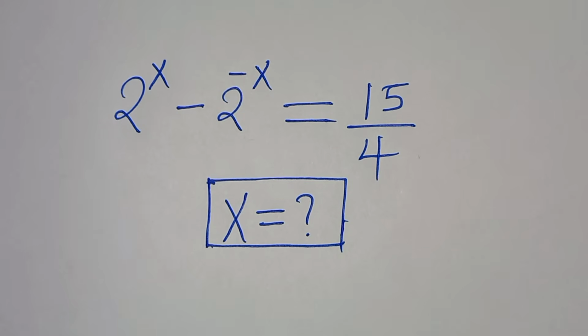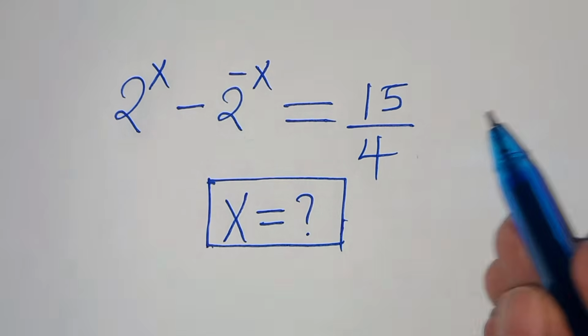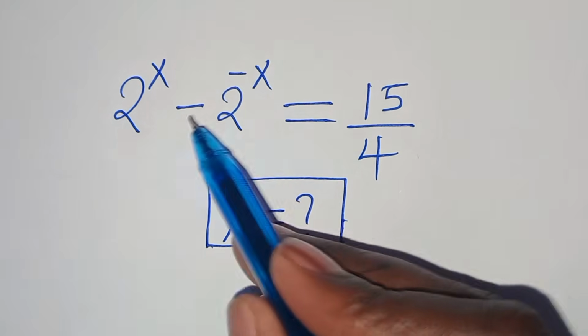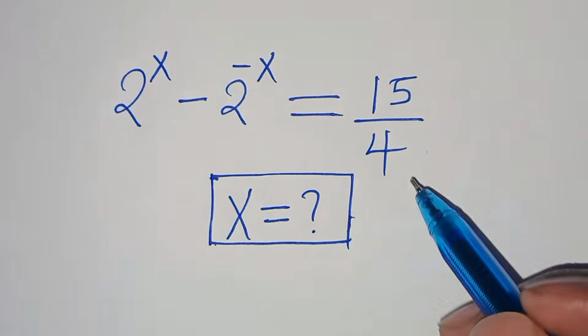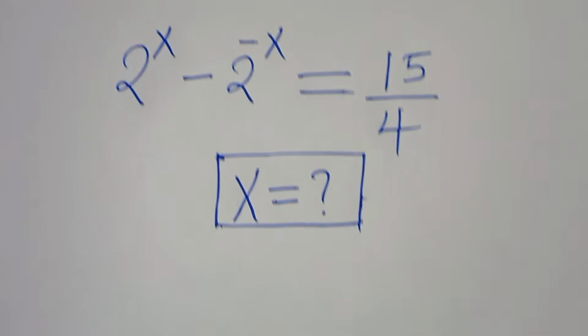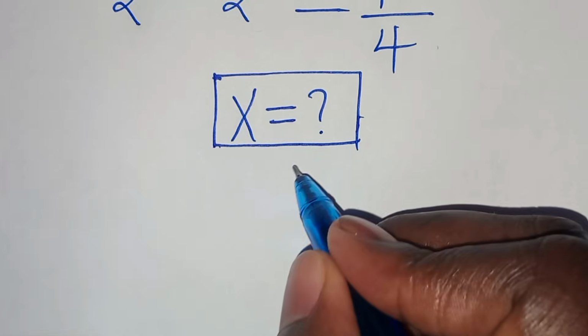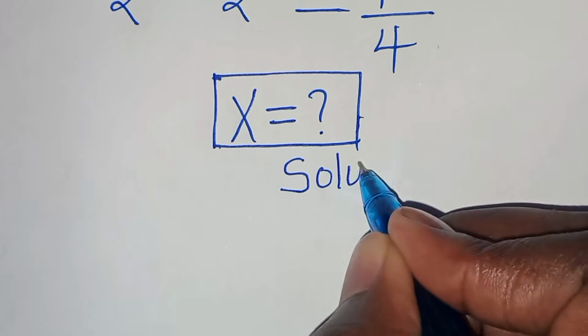You're welcome to solve this nice exponential equation, which is 2 to the power of x minus 2 to the power of minus x, equal to 15 over 4. So what is the value of x? Now let's provide a solution from here.